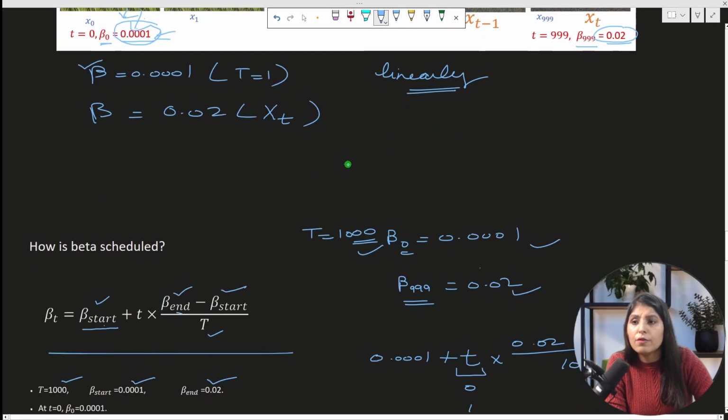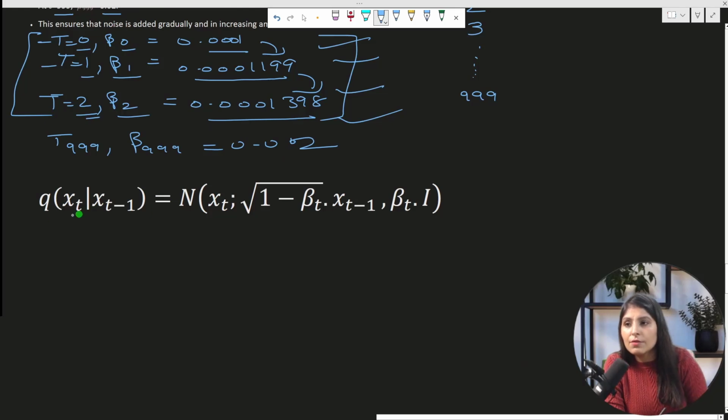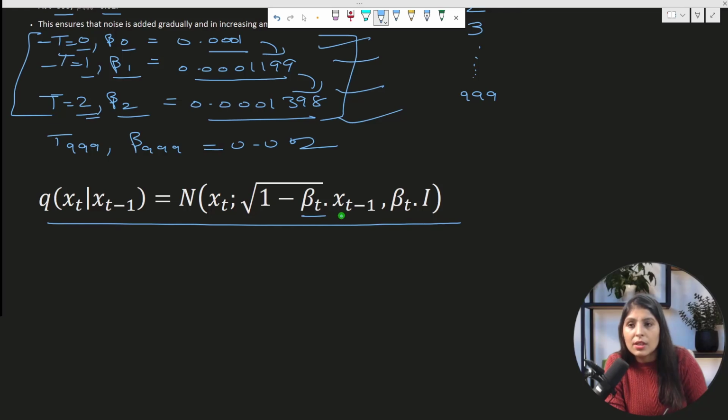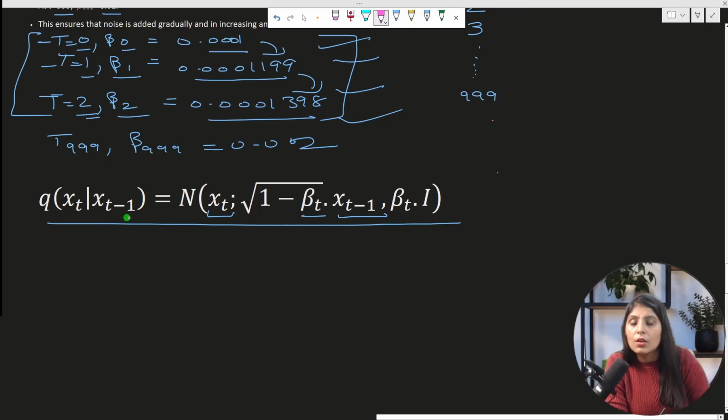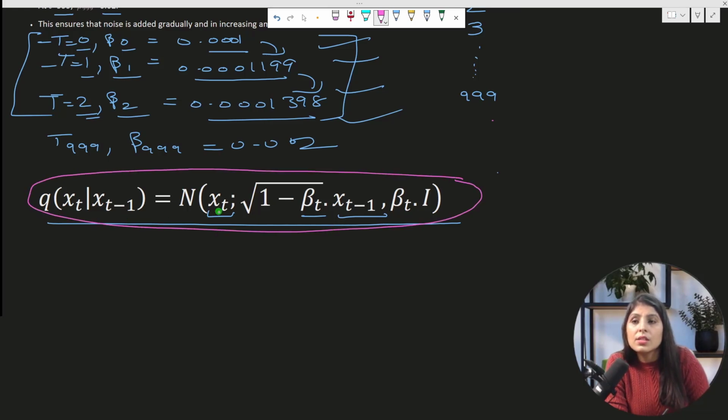Now let's go back to our formula again. So this is a formula, right? This part we have discussed. You understood this. Xt minus 1 is the previous image. Xt means the current image, the image at the current time step. So this formula is for a single time step. Okay, this is for a single time step. You'll run this formula one time and you will get the noisy image.